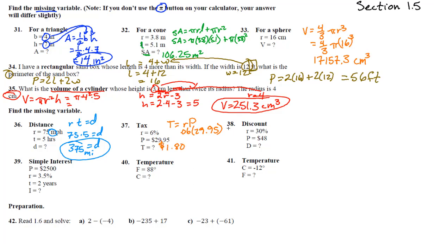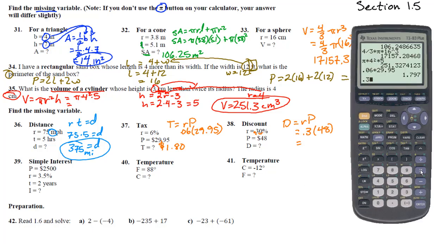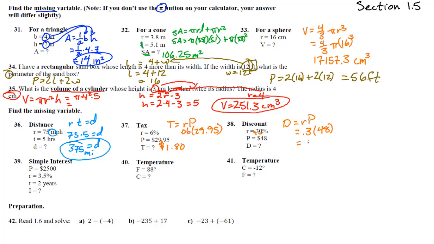All right, 38, a discount. And we get the same thing we did here. Discount is just going to be a rate times the original price. So here we have 0.3. Notice that it's not 0.03. This is actually moving the decimal 2 places to 0.3 times 48. And that's going to equal 0.3 times 48, 14.4. So the discount is going to be $14.40. Put the units on there.